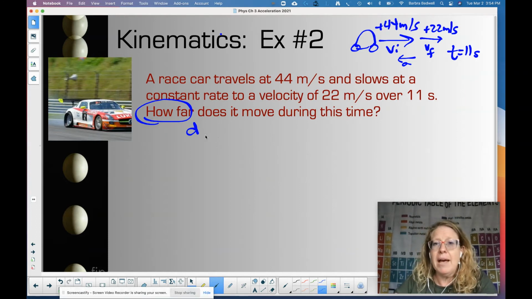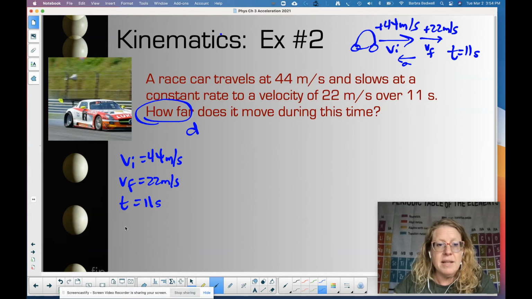Okay, so what do we have that would work for this? We have VI equals 44 meters per second. We have VF equals 22 meters per second. We have T equals 11 seconds, and we're trying to find D. So what equation do we have that might work for this? Do we have one equation? Do we have 2 equations? How can we figure out what this is? So let's take a look back at our kinematics page and see what we've got that'll take care of these things: VI, VF, T, and D.